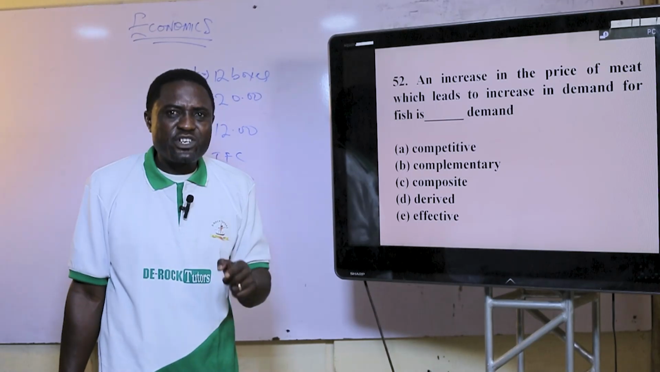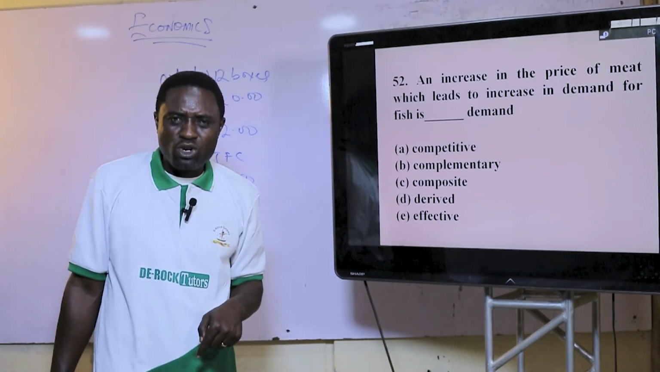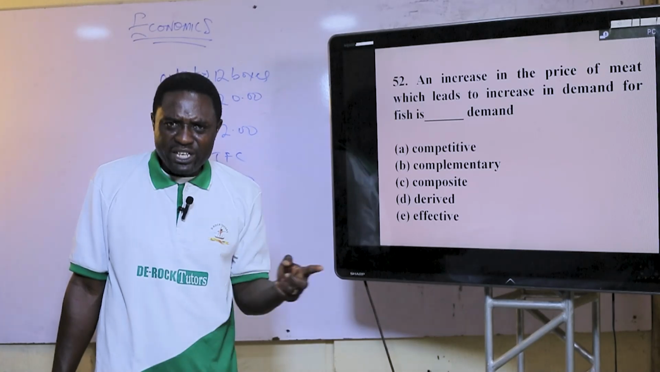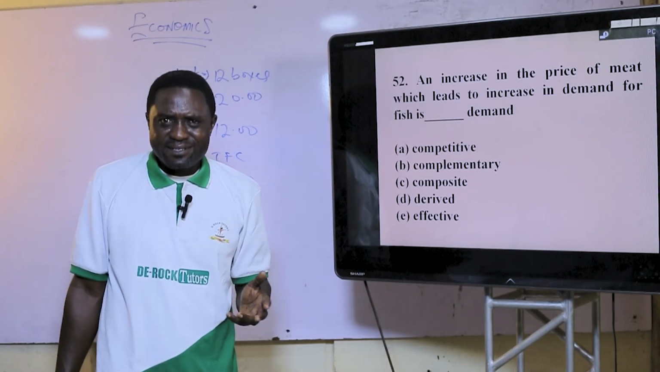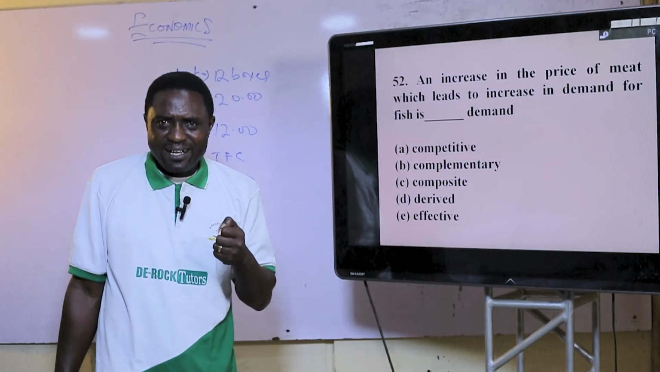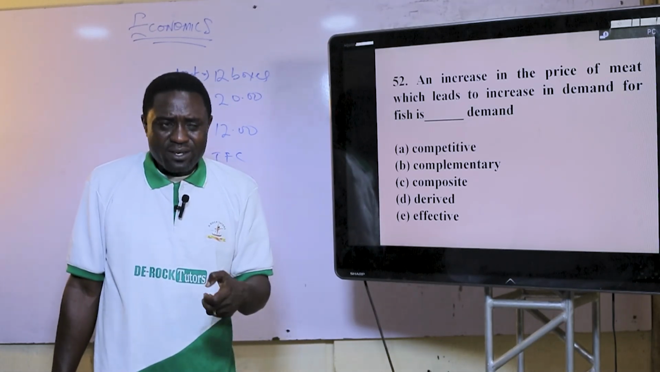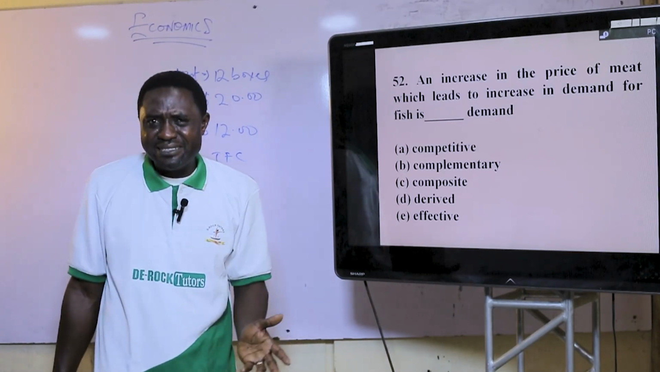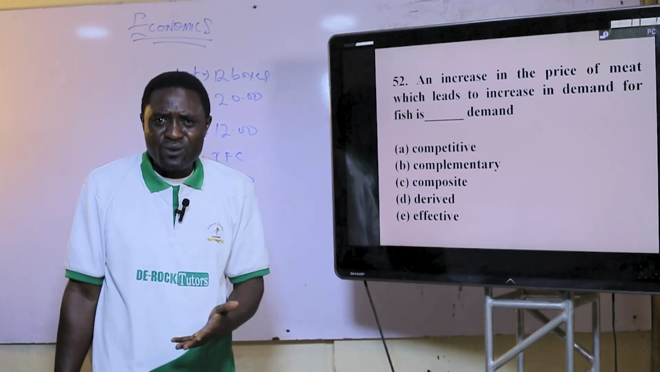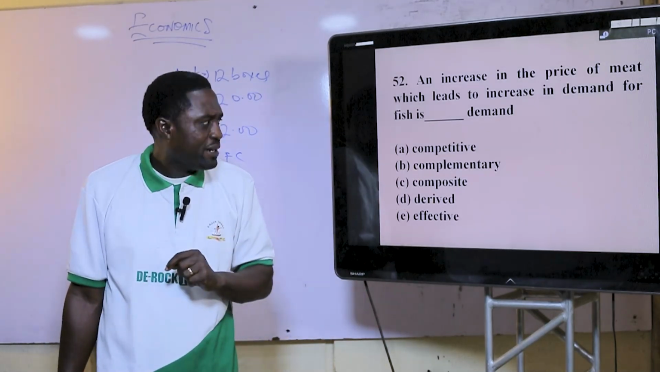When we talk about complementary, it is the same thing as jointly demanded commodity. For example, ink and biro. For example, gas cooker and the cylinder, they go together. Another example, kerosene and stove. They are jointly demanded commodities. We call it complementary demand.